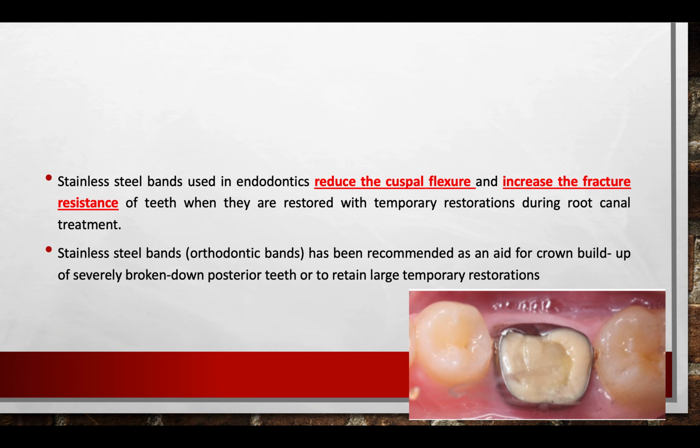Proper temporization is also important. For teeth that have lost both marginal ridges, we should do a build-up, and we should reinforce the tooth with a stainless steel band cemented with glass ionomer cement to reduce cusp flexure and to reduce the chances of the tooth being fractured. So orthodontic bands are useful, cemented with glass ionomer, to enhance the survival of root canal treated teeth between appointments.